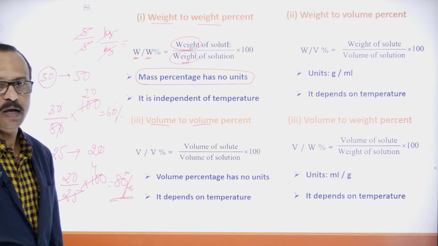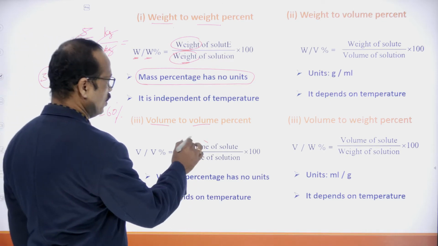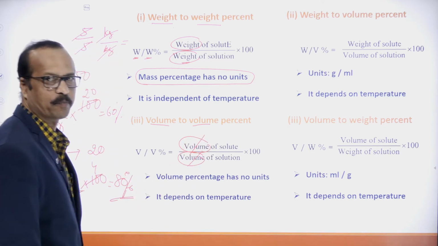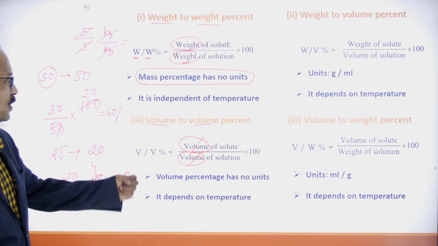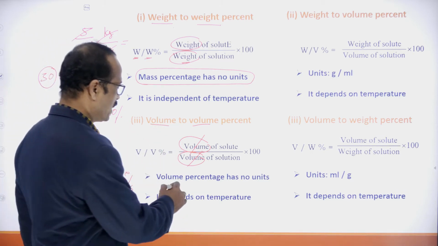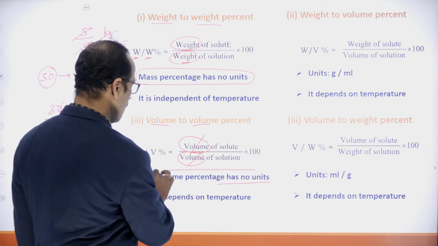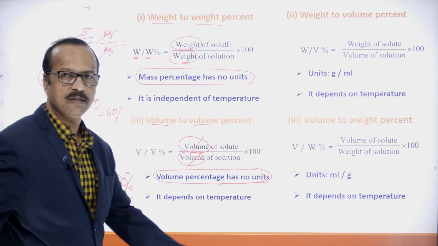Clear to you? Now similarly, when you come to volume to volume, here the numerator and denominator have the same quantity, so we can cancel. So we can say that volume percentage also has no unit. Mass percentage has no units, and volume percentage also has no units.